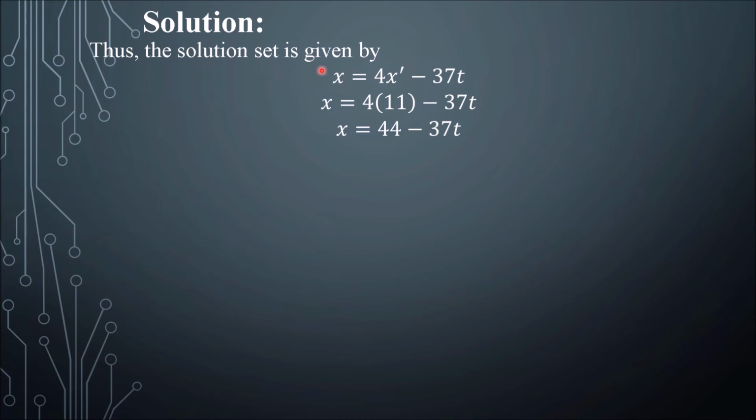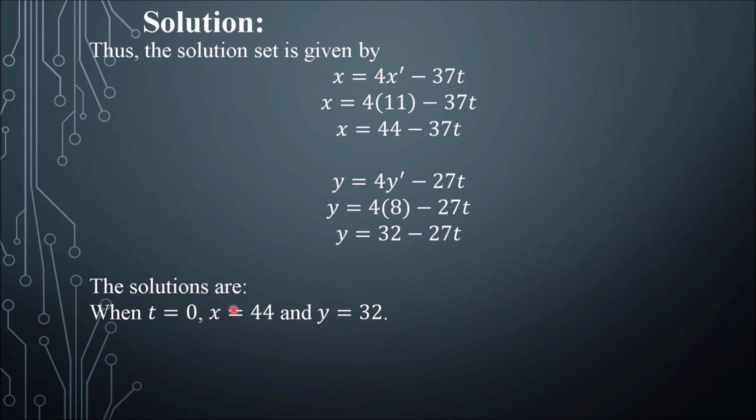The solution set is given by x is equal to 4x prime minus 37t. Now substituting x prime by 11, we have 4 times 11 minus 37t, which is 44 minus 37t. Let's have the y, 4y prime minus 27t. y prime is 8, so we have 4 times 8 minus 27t, which is 32 minus 27t. So those are the parameters for x and for y.